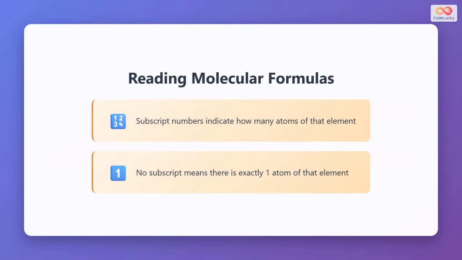There are 2 key rules for reading molecular formulas. First, subscript numbers indicate how many atoms of that element are present. Second, when there is no subscript after an element symbol, it means there is exactly 1 atom of that element. For example, in H₂O, the H has a subscript of 2, but the O has no subscript, meaning there is 1 oxygen atom.